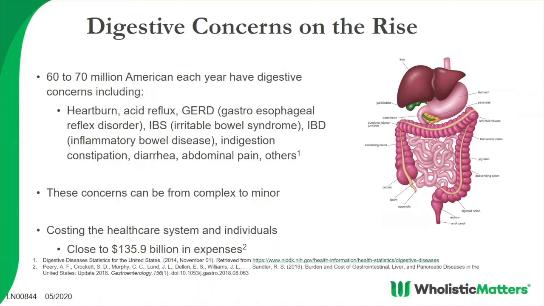The concerns for individuals can be incredibly complex and all-encompassing for their lives, or they can be relatively minor. They can be just an inconvenience that somebody would rather get rid of. They can be chronic or acute, but all in all, it winds up costing the healthcare system and individuals nearly $136 billion in expenses. It's incredibly costly for us to manage these, and they're really problematic for individuals.